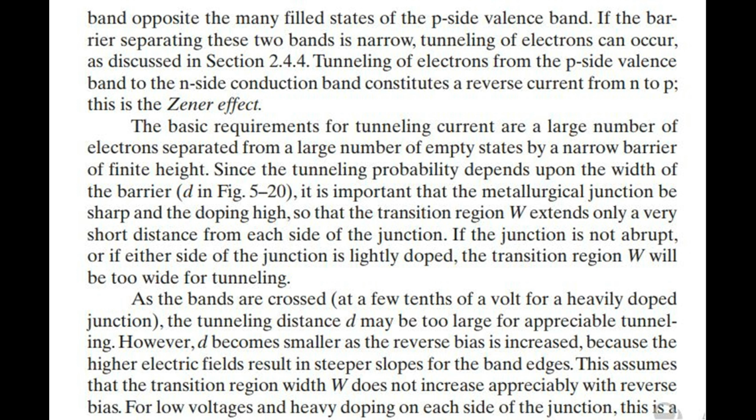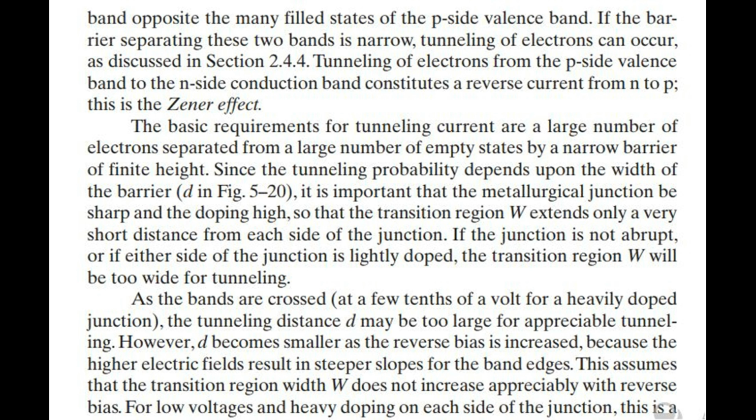Since the tunneling probability depends upon the width of the barrier, D in Fig 5.20, it is important that the metallurgical junction be sharp and the doping high, so that the transition region W extends only a very short distance from each side of the junction. If the junction is not abrupt, or if either side of the junction is lightly doped, the transition region W will be too wide for tunneling. As the bands are crossed, at a few tenths of a volt for a heavily doped junction, the tunneling distance D may be too large for appreciable tunneling.